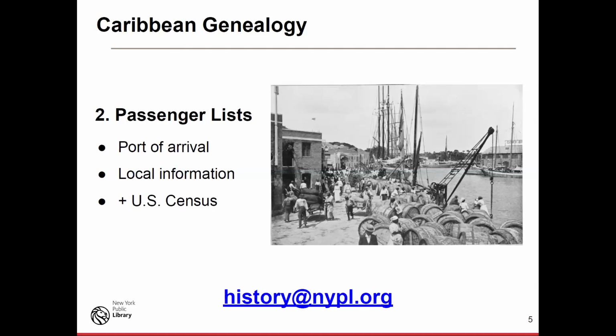And passenger lists, early 19th century, there's a minimal amount of information. But later, around the turn of the century and onward, there are a couple dozen columns of information about each person on the ship. So just keep in mind passenger lists.